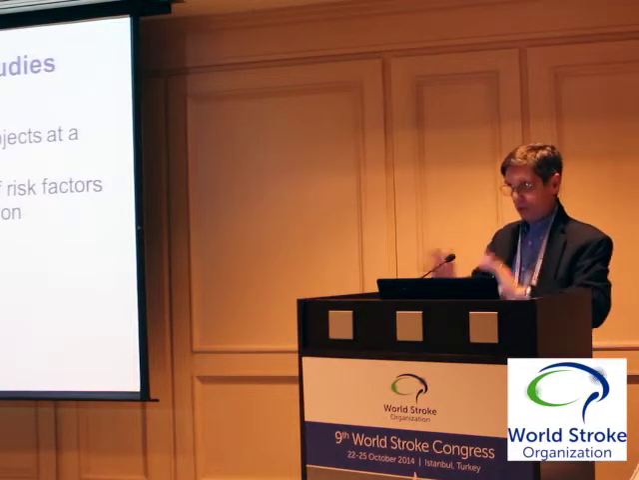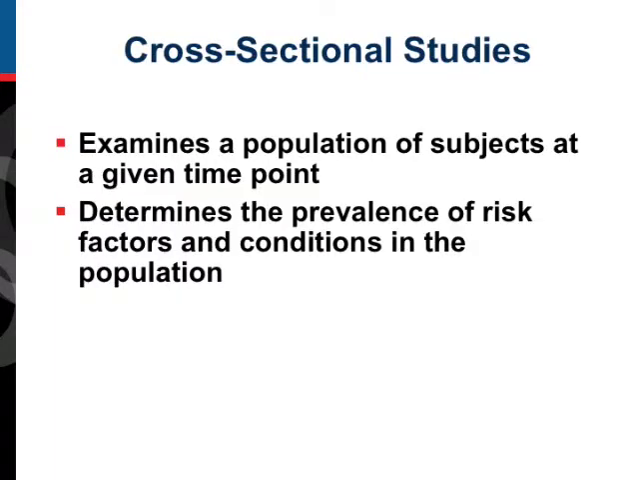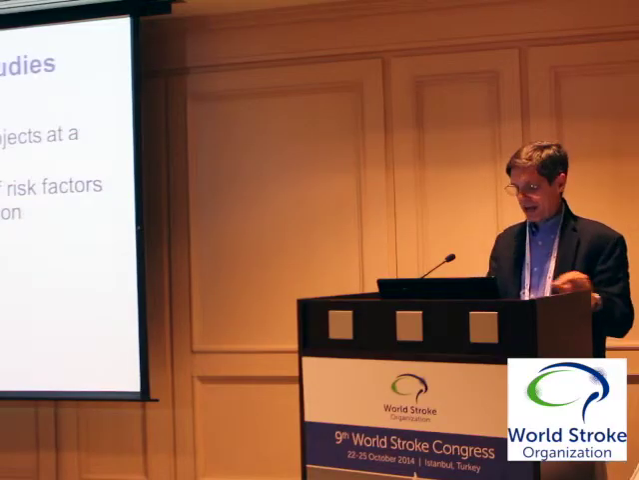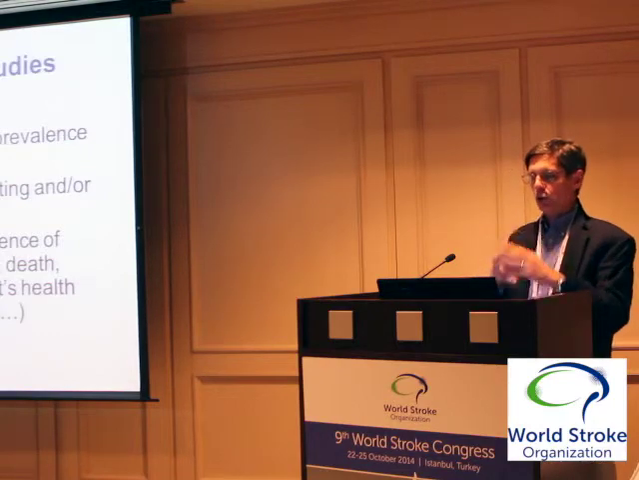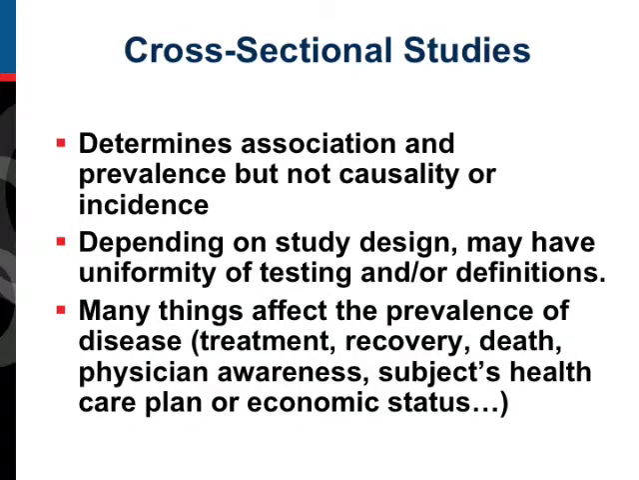So, there's another type of process called a cross-sectional study, where you take a population of subjects at a given time point and you determine the prevalence of risk factors and conditions in the population at that point in time. And what we're looking at here is association and prevalence, but not causality. It's hard to do causality or even direction of effect with a cross-sectional study. You would want to have uniformity of testing or definitions. And there are many things that will affect the prevalence of a disease, which I've listed there.